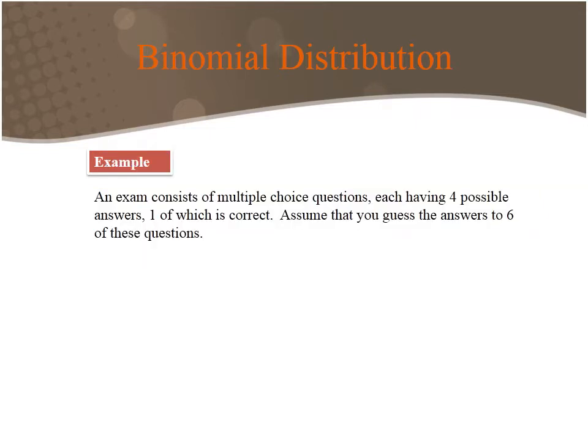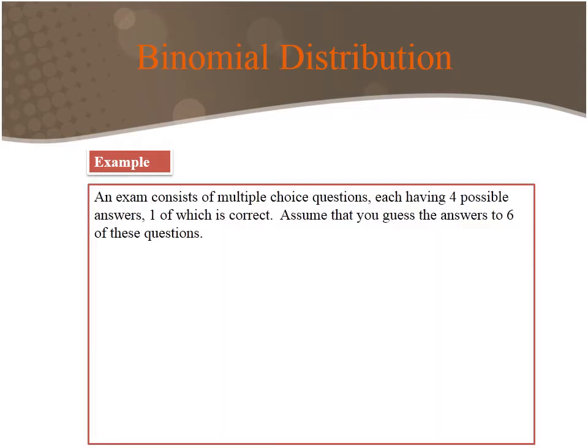So, for example, an exam consists of multiple choice questions, each having 4 possible answers. Only one of those answers is correct. So suppose we had to guess the answers to 6 of these questions. What is the probability that none are correct? Now this is something we've done in previous sections.